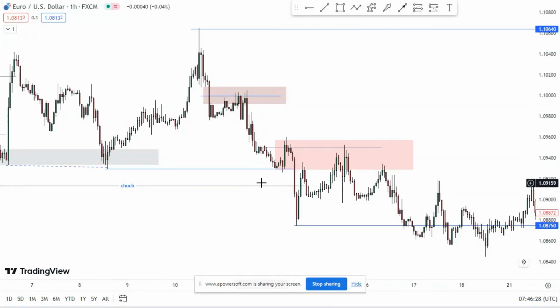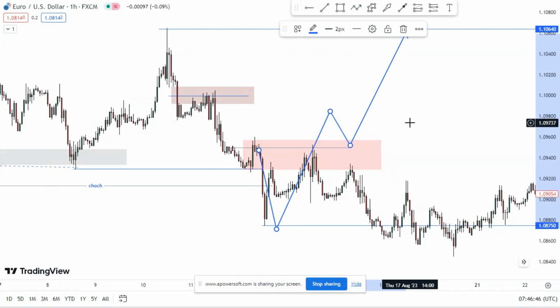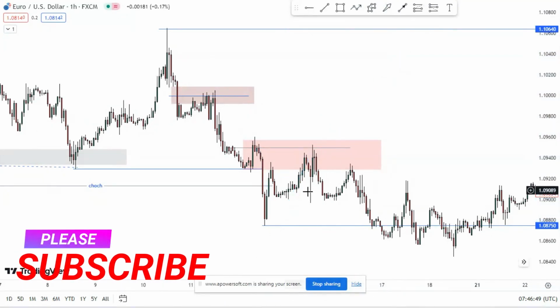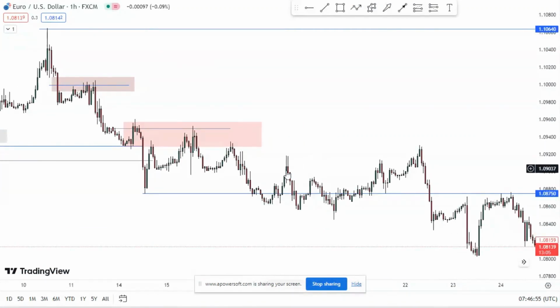So we've broken structure. We've gotten a change of character here. So we look at areas of supply, and now this is our new trading range. As we pull back, we know this is a pullback. When would it be a change of character? If we start to break up like this, then it would be a change of character. So that's how we can be flexible. So we take our entries there and win, and then we drop.